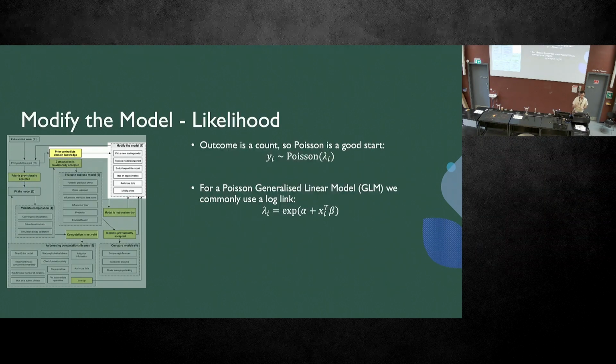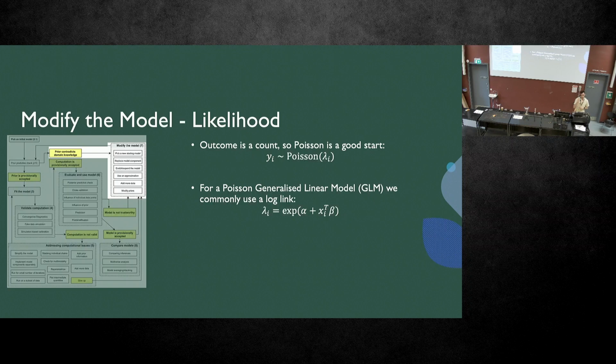In this case, we believe that it's our likelihood, our data model, that is inappropriate. We know that we're modeling a count of occurrences, a count of seizures, and a very common model for counts is the Poisson. So that's naturally a very good place to start. We'll replace our normal likelihood with a Poisson.